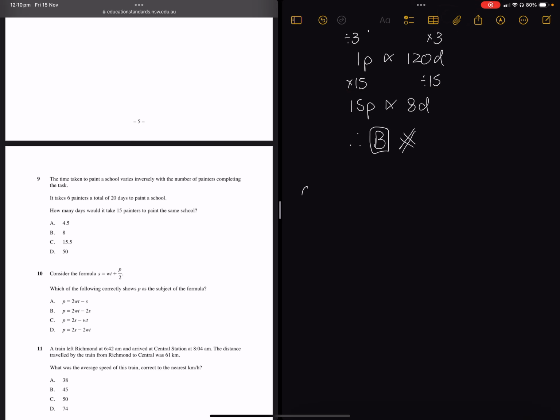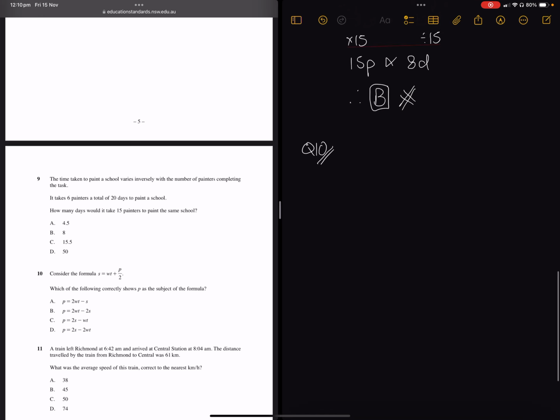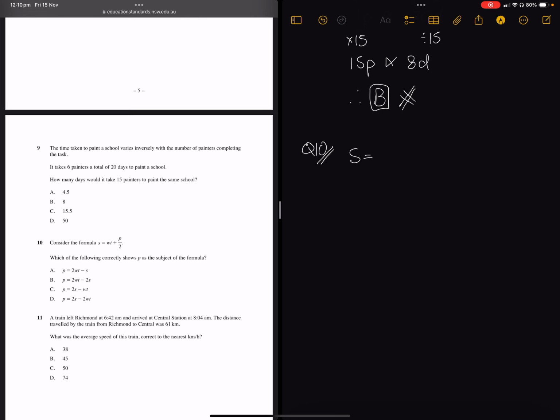Okay, so question 10, last question for this video. Consider the formula. We are told S is WT plus P on 2. Which of the following shows P as the subject of the formula? Okay, so we just need to rearrange it so it's P equals. Easiest thing to do straight away, multiply everything by 2. It's annoying to have fractions in algebraic expressions, so it's good to remove them if we can. So we get 2S is 2WT plus P. I'm going to minus 2WT from both sides. This gives me 2S minus 2WT is equal to P.